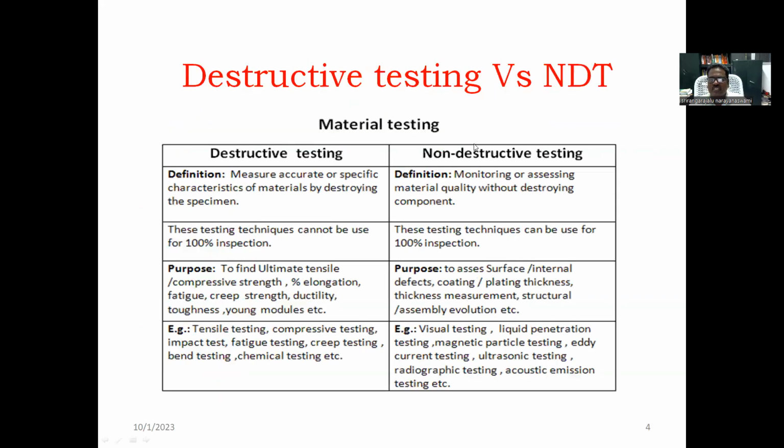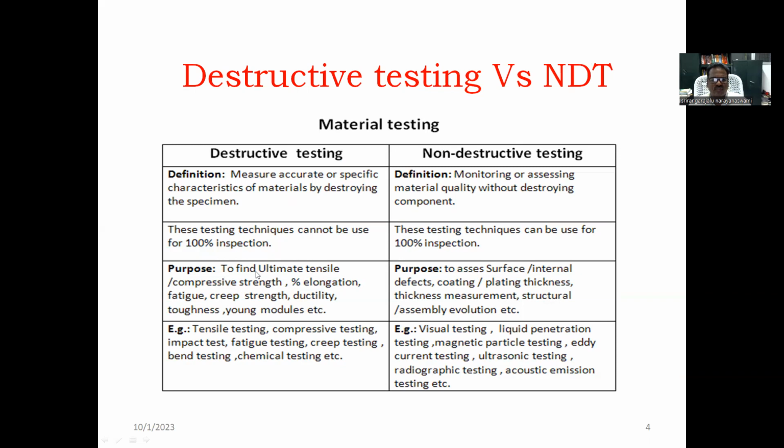So, destructive testing versus non-destructive testing. Destructive testing measures accurate or specific characteristics of a material by destroying the specimen. In non-destructive testing, we monitor or assess material quality without destroying the component. In destructive testing, these techniques cannot be used for 100% inspection. Non-destructive testing techniques can be used for 100% inspection.